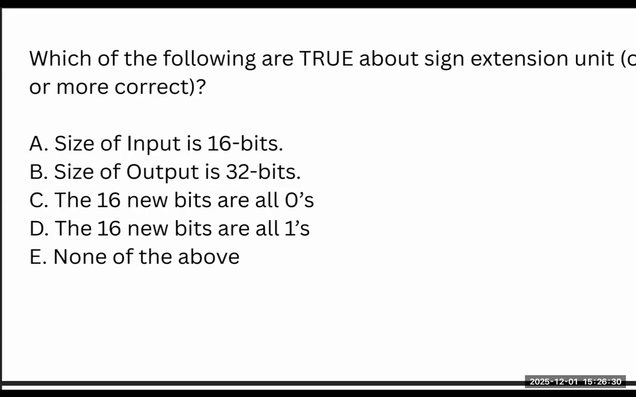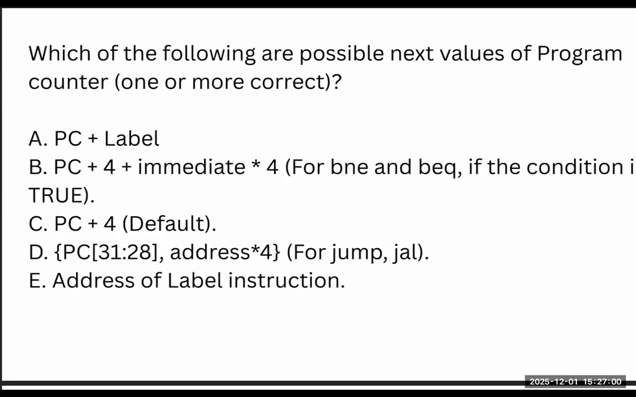Which of the following are true about the sign extension unit? One or more correct again. The correct answers are A, B, E. Sorry, A, B. My bad. So first one, size of input is 16 bits. The immediate field in I-type instructions is 16 bits, so that's correct. And then B, size of output is 32 bits. Must extend to full register width, so that's correct. A and B are correct. Let's go to the next question.